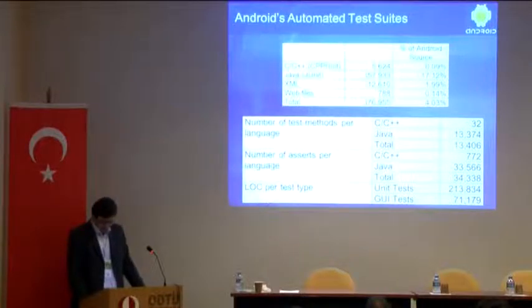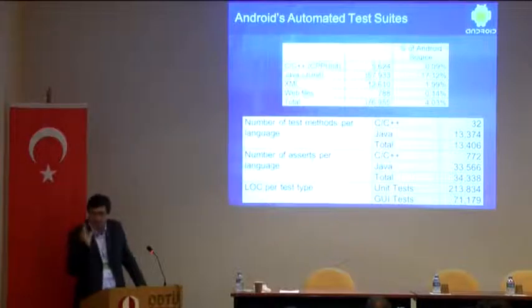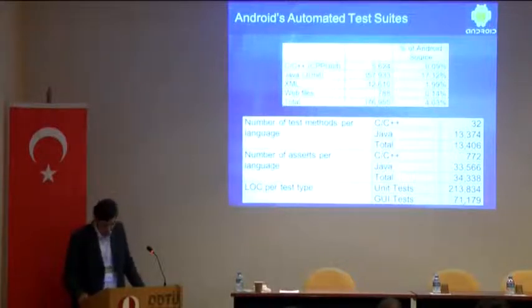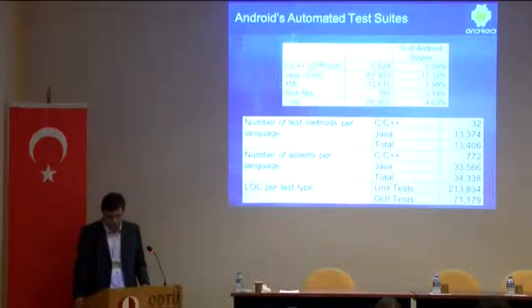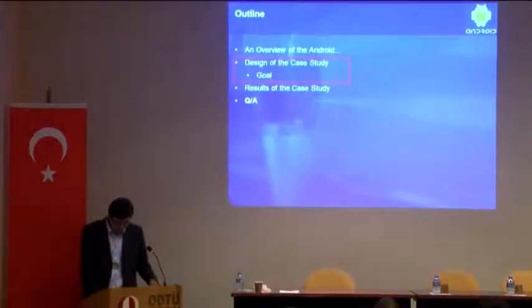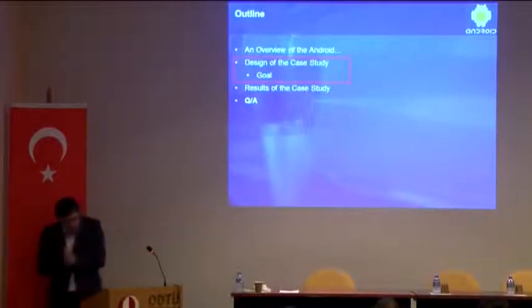Number of asserts: we tried to count how many asserts you have, and then we tried again to count how many unit tests versus UI tests you have in that version. So you see the majority are unit tests. There were also a good amount of UI tests, 71,000 lines of code. Okay. So this was more like background.